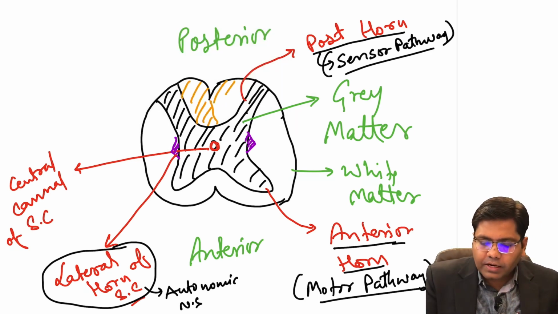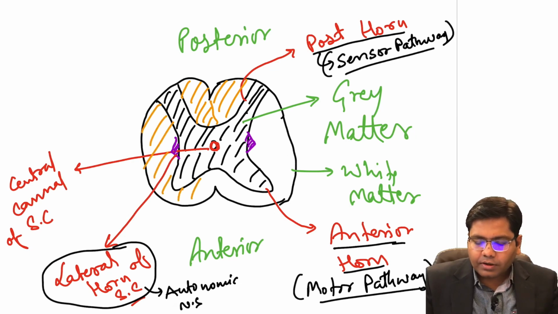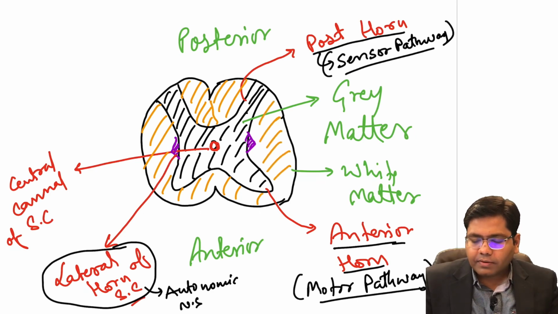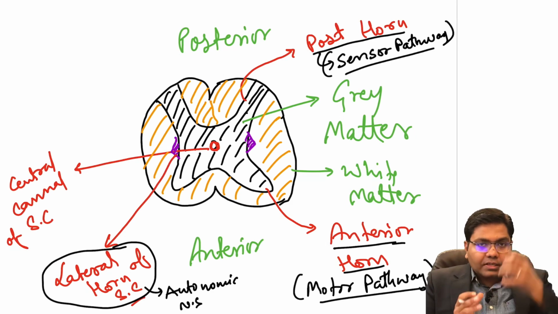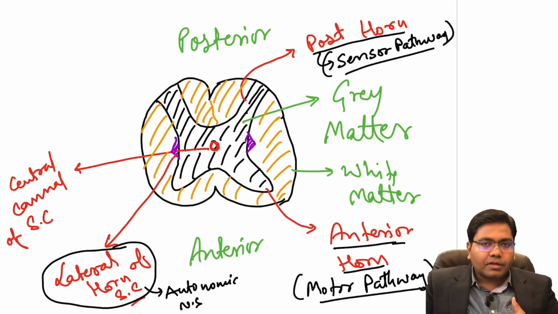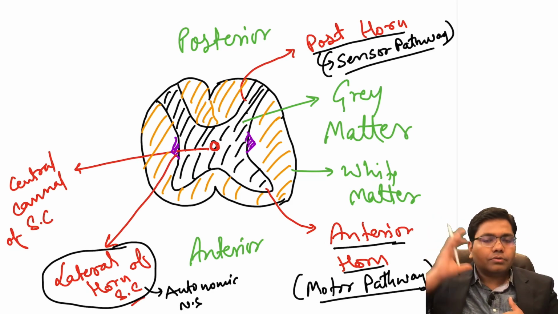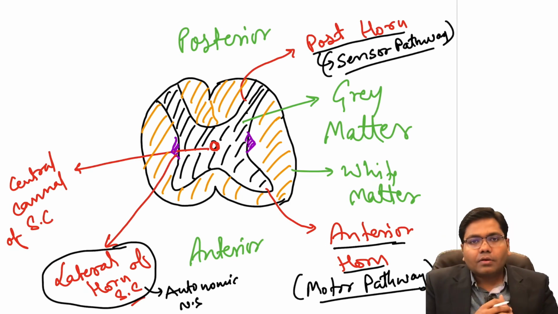And what about this white matter? If you see the spinal cord, you may see there is a lot of white matter on the outer side of the spinal cord. So what is this white matter? This white matter is the axon bundles coming either from the spinal cord to the cortex, to the brain, or from the brain to the spinal cord.